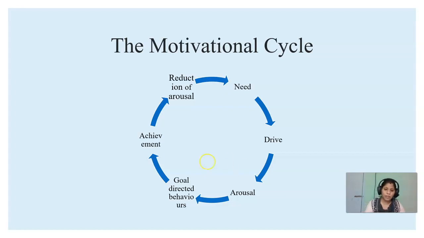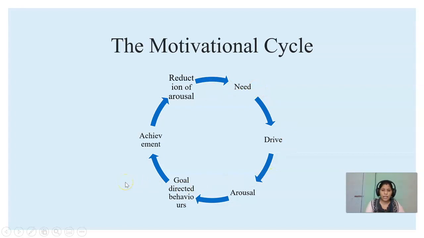Then, if behaving in a particular way helps us to achieve the goal and fulfill the need, then comes the achievement. After achievement, once I have achieved whatever I want to achieve, there will be a reduction of the arousal or drive. Once the drive or tension is reduced, then the next need emerges. In this way, the cycle will go on.